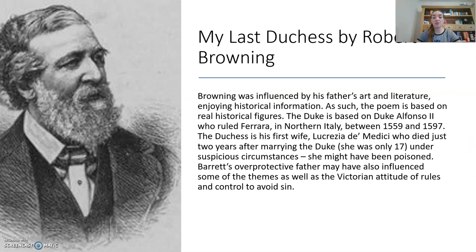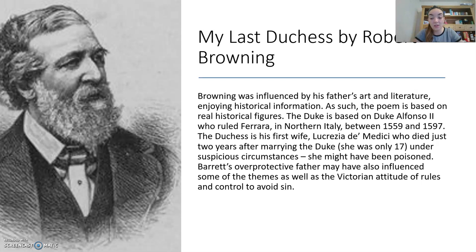Okay then, so today we're going to be looking at a poem called My Last Duchess, which was written by Robert Browning, who's this person here. Browning was influenced by his father's art and literature, enjoying historical information. So he loved history and he loved to learn about history. As such, the poem is actually based on a real historical figure. The Duke in the poem is based on Duke Alfonso II, who ruled Ferrara in northern Italy between 1559 and 1597.